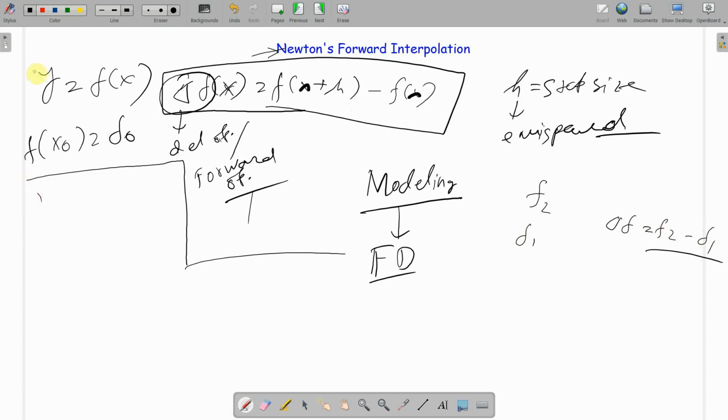Now I'm taking that new function, the order x1. I'm taking x1, that's adjacent to x0. So x0, x1 are there. x0 is our initial point.